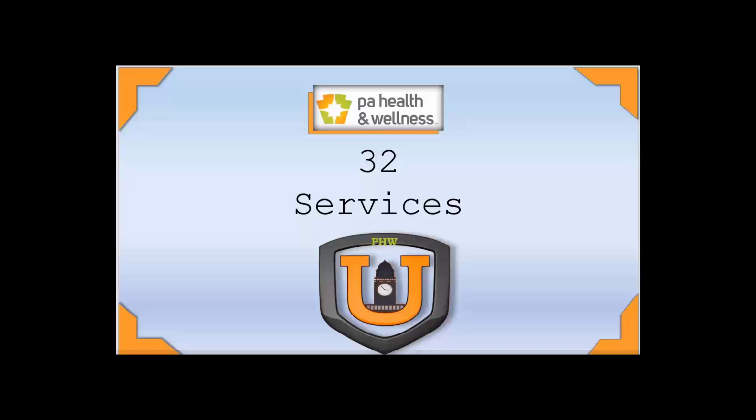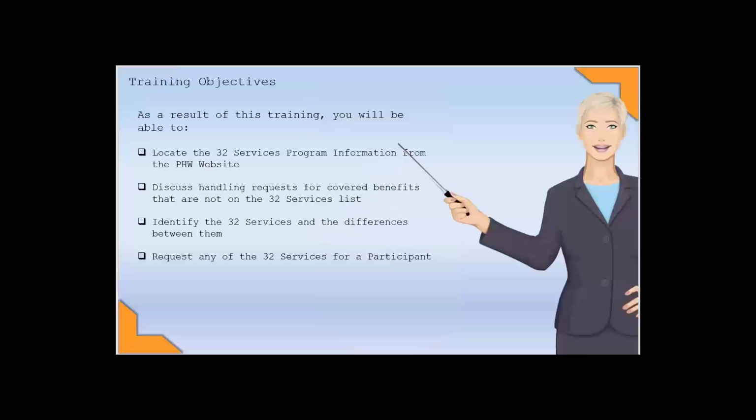I do not plan on reading every single slide to you. I want to go through and just do an overview. Get started here. This is the objectives for this training. After this, you'll be able to locate the 32 services information from the PHW website, discuss handling the requests, identify the different 32 services, and request any of the 32 services for participants that qualify.